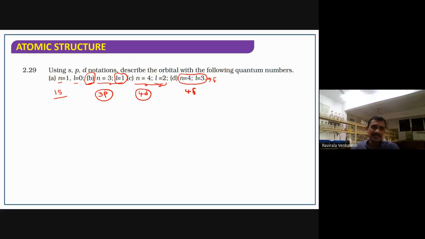Very, very simple. Whatever n is given, you write down that one. If n equal to 3, write down 3. If n equal to 4, write down 4. If n equal to 5, write down that one. Only we need to see L value. I told you many number of times, if L equal to 0, this will be the S orbital. If L is equal to 1, this will be the P orbital. If L is equal to 2, this will be the D orbital. If L equal to 3, this will be the F orbital.